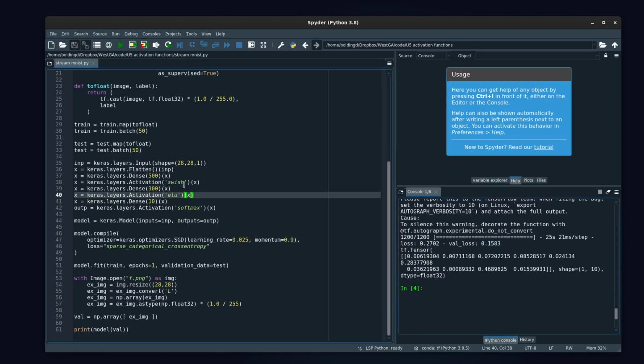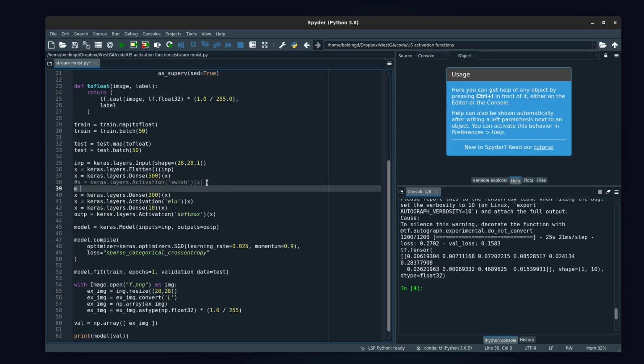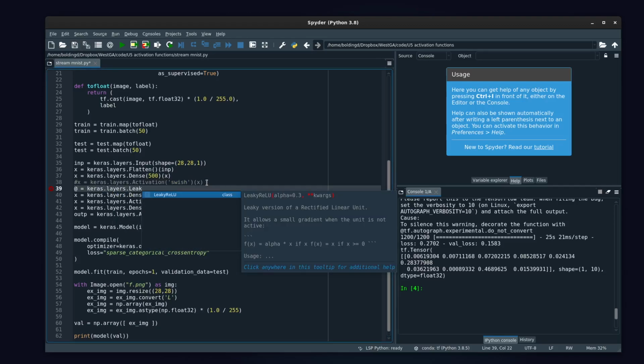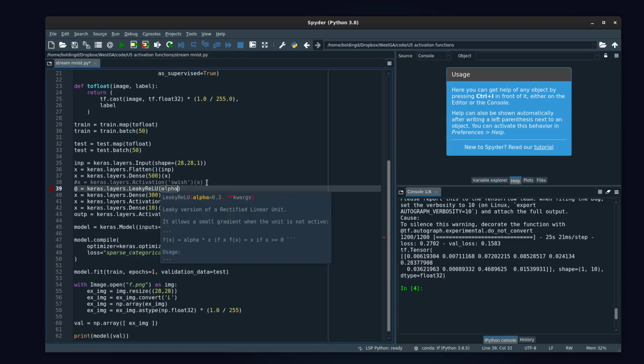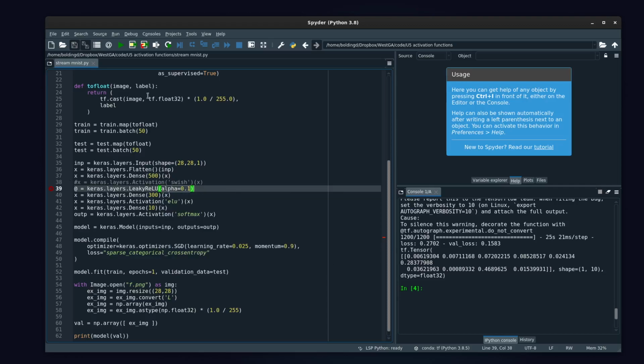If we want to use LeakyReLU, that's its own layer, so we have to write keras.layers.LeakyReLU, and it takes an alpha as an optional parameter. And again, they use 0.3. I'm sure they have some reason for that. They're Google. As far as I'm aware, 0.1 to 0.2 are the recommended values.